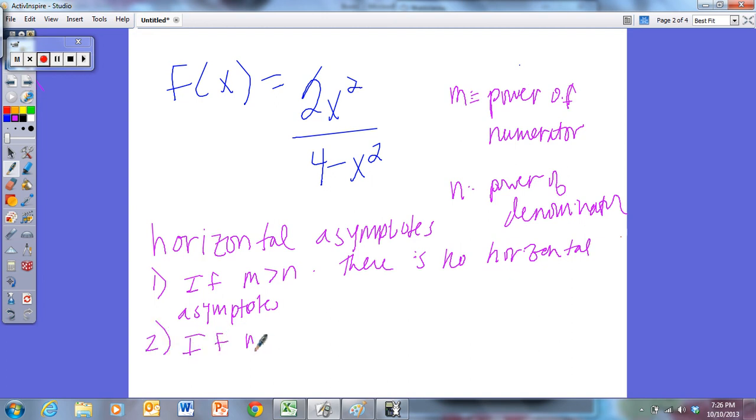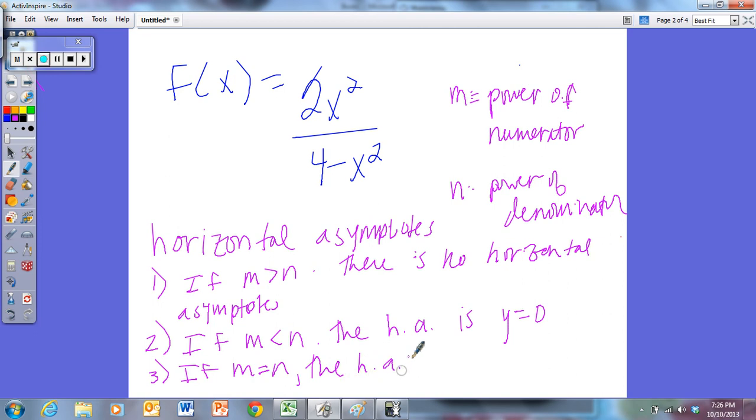If m is less than n, the horizontal asymptote is y equals 0. Now hopefully you know that y equals 0 is the x-axis. That will be the horizontal asymptote if the numerator exponent is less than the denominator exponent. Finally, if m equals n, if the powers are the same in the top and the bottom, the horizontal asymptote equals coefficient over coefficient.